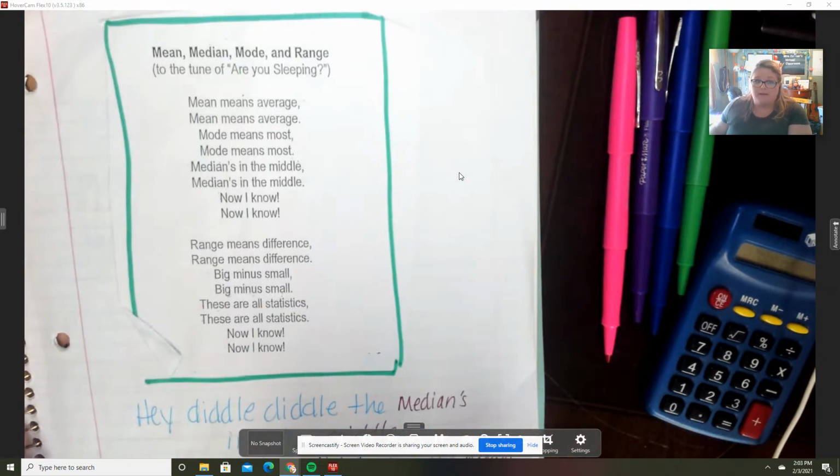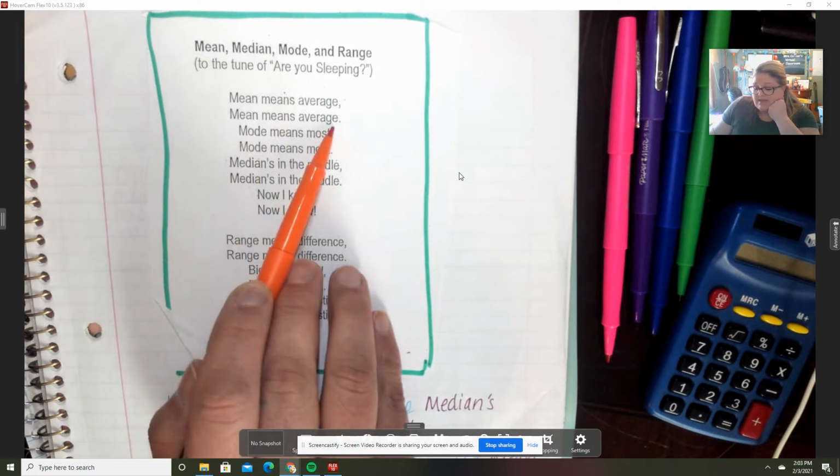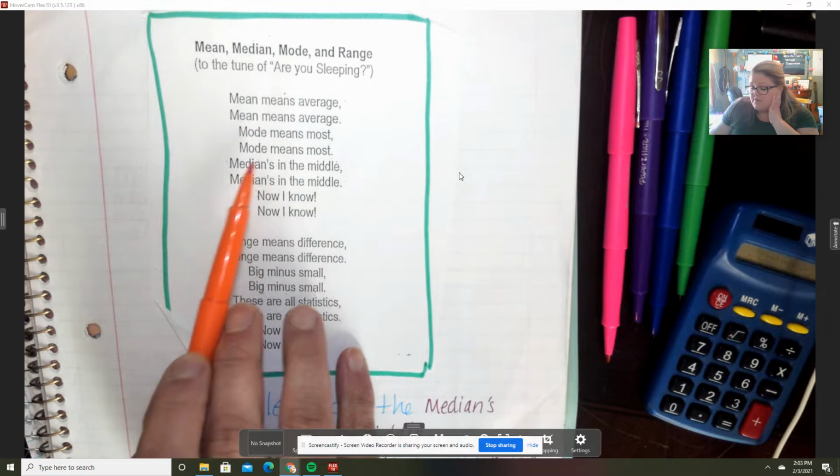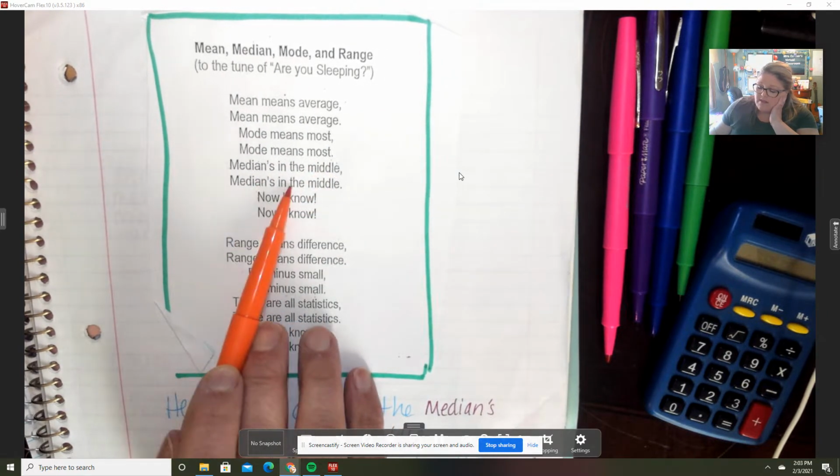Let's rewrite these one more time. I decided last minute to give an explanation of each one in your notes. Mode means most. Median's in the middle.